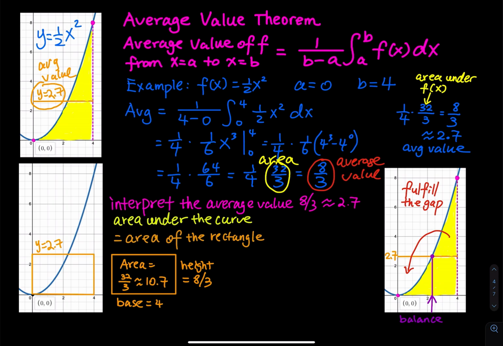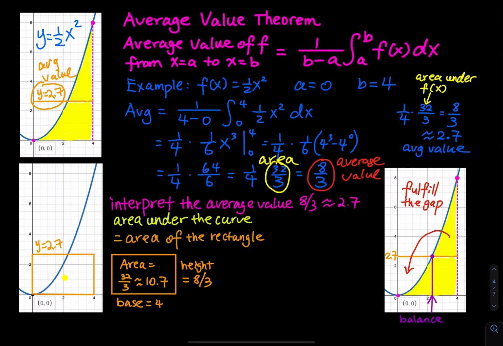So y is equal to 2.7, and the base of the rectangle is 4 units long. The height is 2.7, or you can say the height is 8/3. The area of this rectangle is 4 times 8/3, so you have 32 over 3, which is approximately equal to 10.7, and 10.7 is the area of the rectangle.